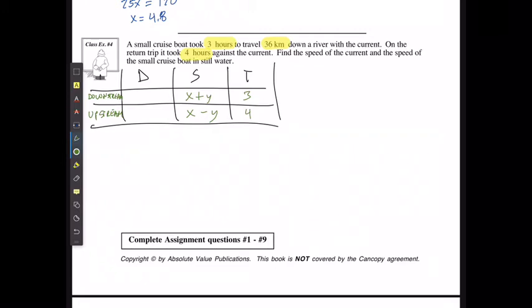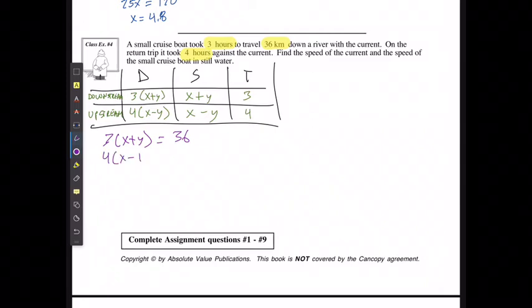If the distance is going to be the time multiplied by the speed, then this would be 3(x plus y), and this would be 4(x minus y). And now I have my two equations I can create. Well, the distance, 3(x plus y), is equal to 36. At the same rate, for 4(x minus y), the distance to travel upstream is also equal to 36. I can say that this would be 3x plus 3y is equal to 36, or 4x minus 4y is also equal to 36.